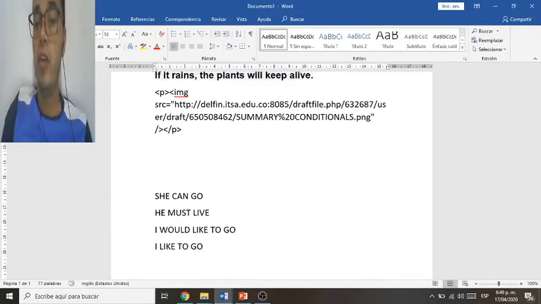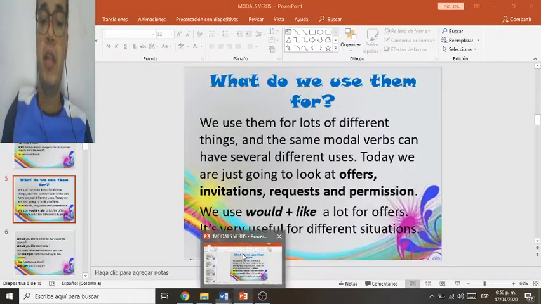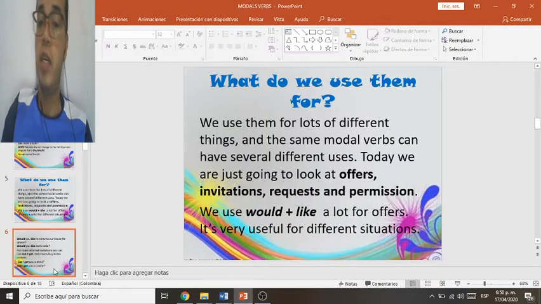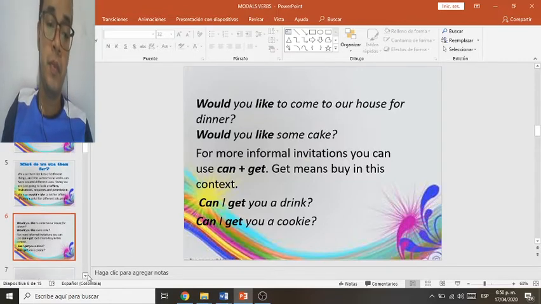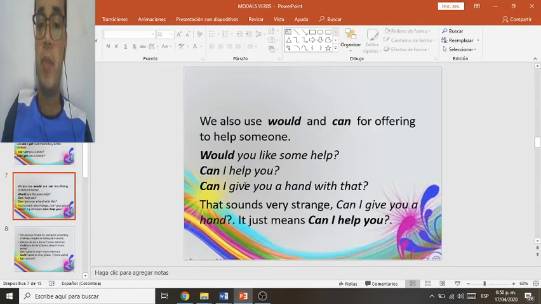So depending on the context, you use would like or just like. It's going to depend on the person you're speaking to in that moment. Would you like to come to our house for dinner? Would you like some cake? For a more formal invitation, you can use can plus get. Get means buy in this context. Can I get you a drink? Can I get you a cookie? So those are some examples that we have.